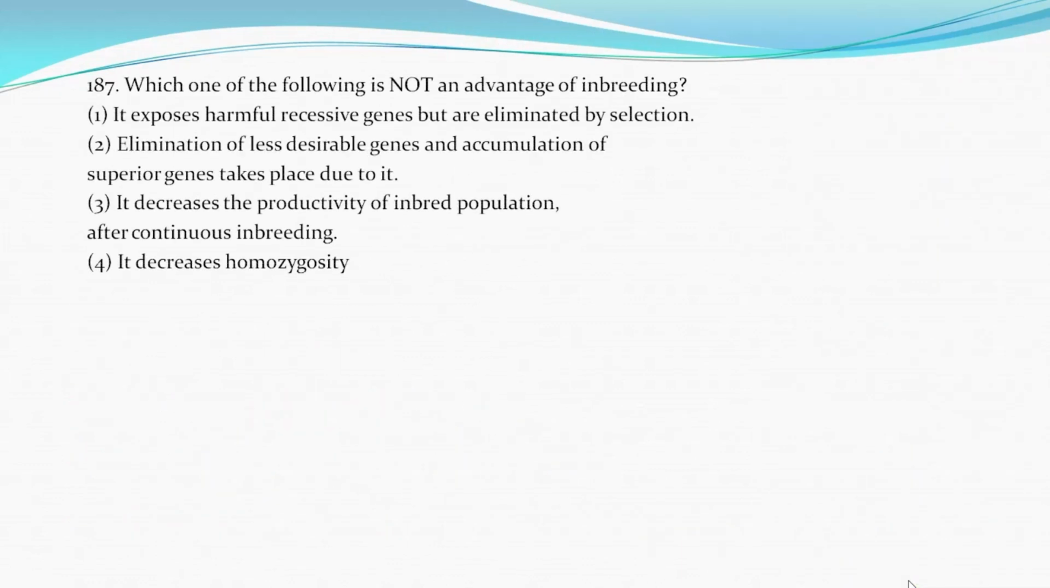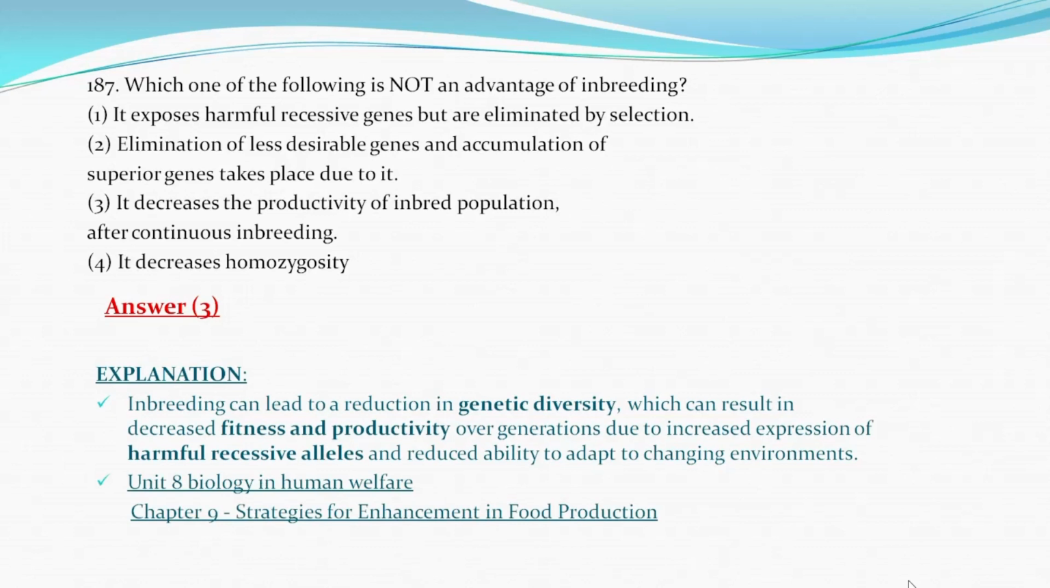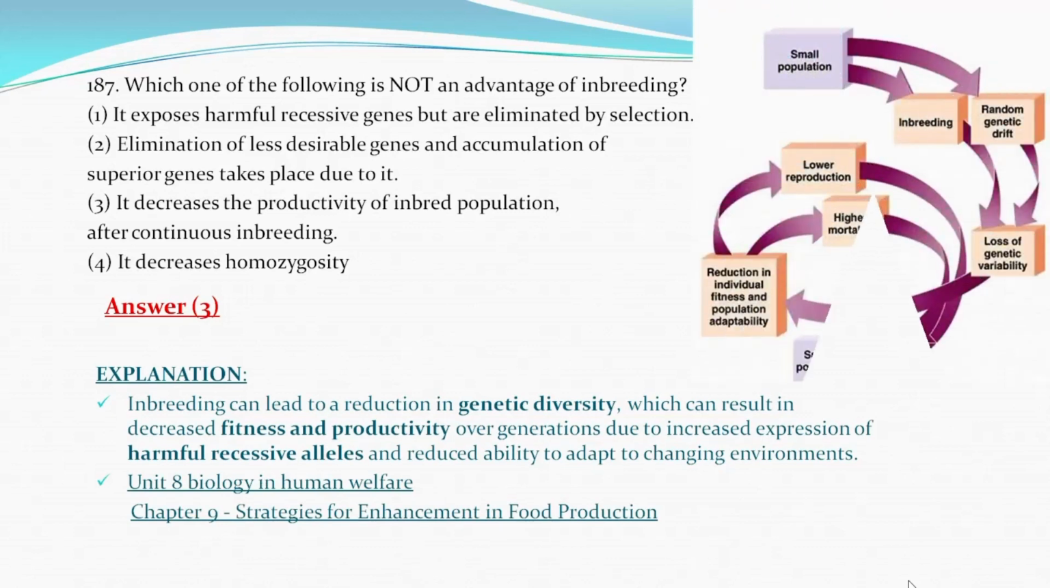So the next question is, which one of the following is not an advantage of inbreeding? It exposes harmful recessive genes but they are eliminated by selection. Elimination of less desirable genes and accumulation of superior genes takes place due to it. It decreases the productivity of inbred population after continuous inbreeding. It decreases homozygosity. So the answer is option 3.